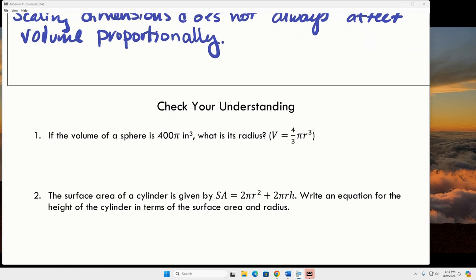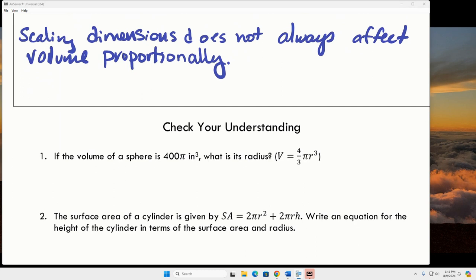And so on this first example, the volume of a sphere is 400 pi inches cubed. And then we want to know what the radius of that sphere is. So what we're going to do is take this formula for the volume of a sphere and solve it for r cubed. Just kidding. We're going to solve it for r.